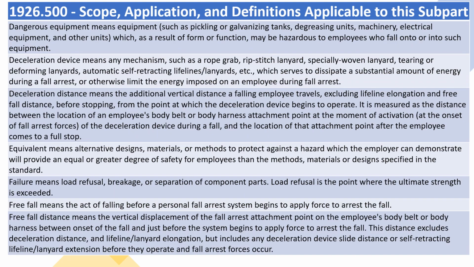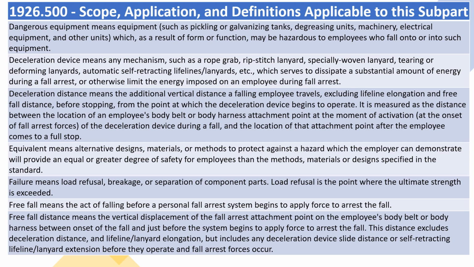Dangerous equipment means equipment such as pickling or galvanizing tanks, degreasing units, machinery, electrical equipment, and other units, which, as a result of form or function, may be hazardous to employees who fall onto or into such equipment. Deceleration device means any mechanism, such as a rope grab, ripstitch lanyard, specially woven lanyard, tearing or deforming lanyards, automatic self-retracting lifelines/lanyards, etc., which serves to dissipate a substantial amount of energy during a fall arrest, or otherwise limit the energy imposed on an employee during fall arrest.